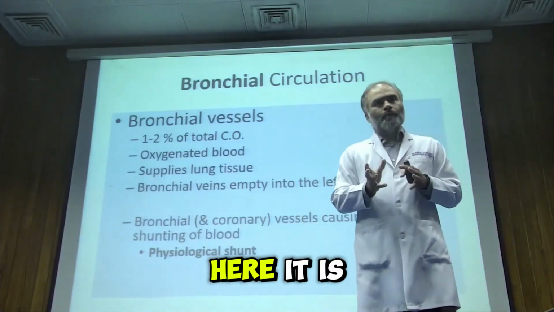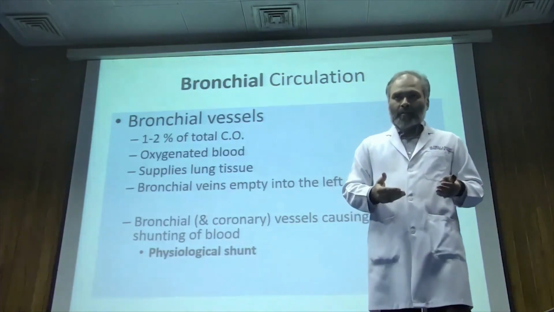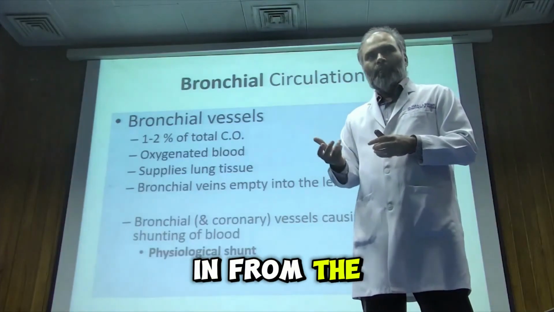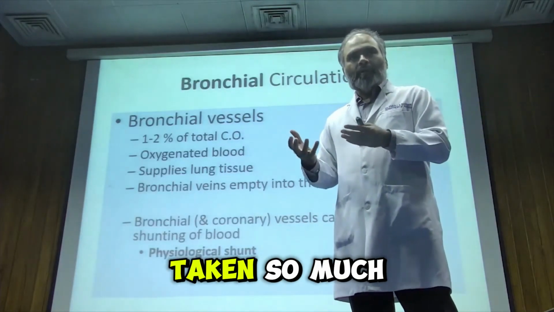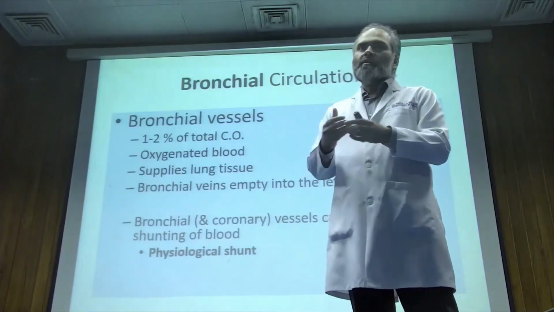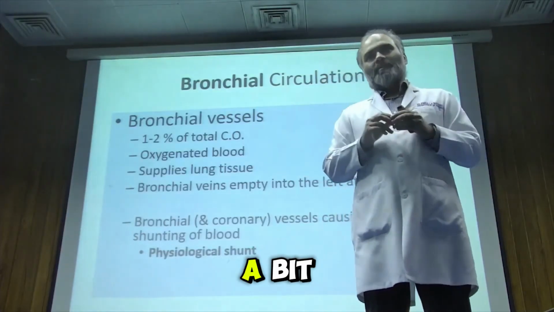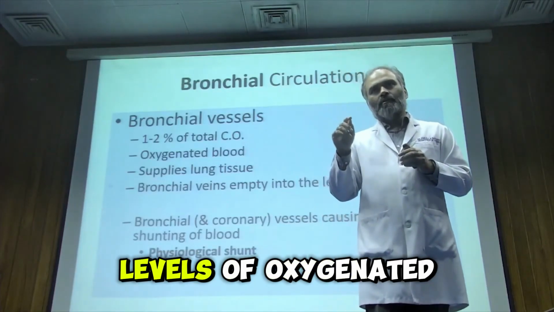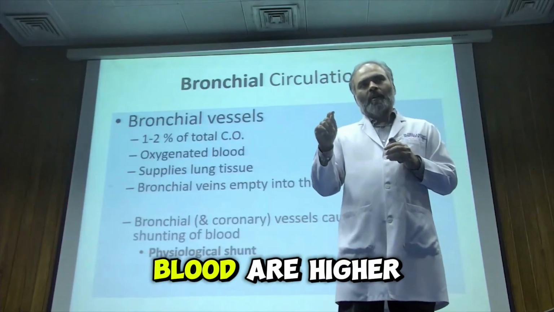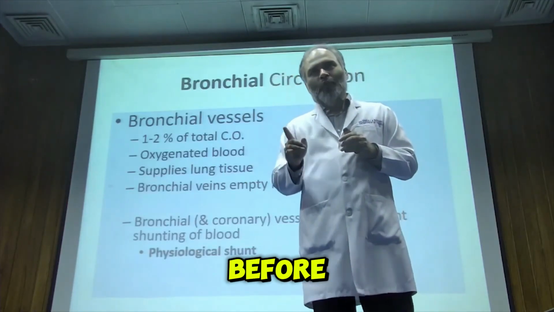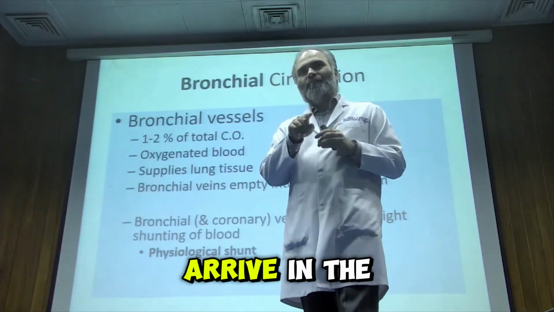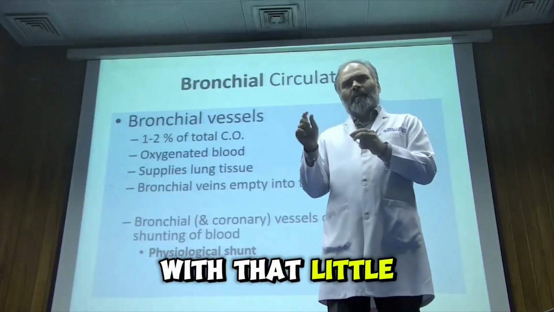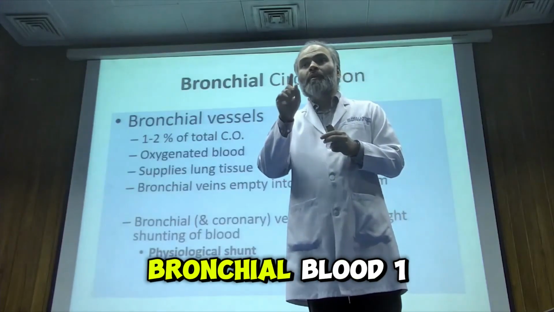Okay, what's going on here? It is deoxygenated blood. Yes, it will mess up our nice, pure, oxygenated blood, which is coming in from the pulmonary veins, which we have taken so much effort to oxygenate, right? Yes, it does. It pollutes it a bit. So the oxygen levels of oxygenated blood are higher before they arrive in the heart, because in the heart they get mixed with that little amount of deoxygenated bronchial blood.